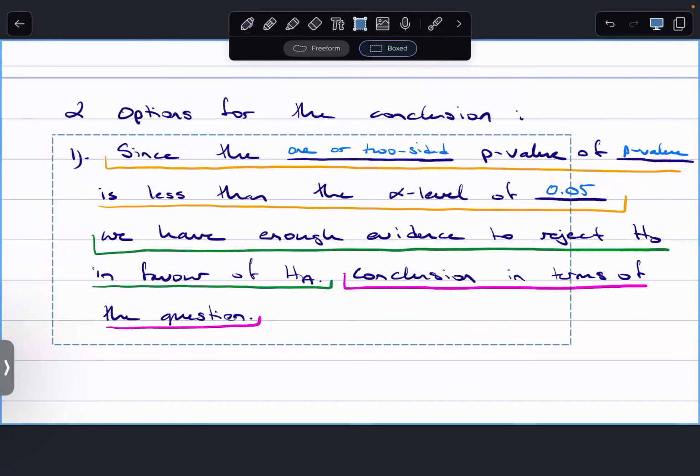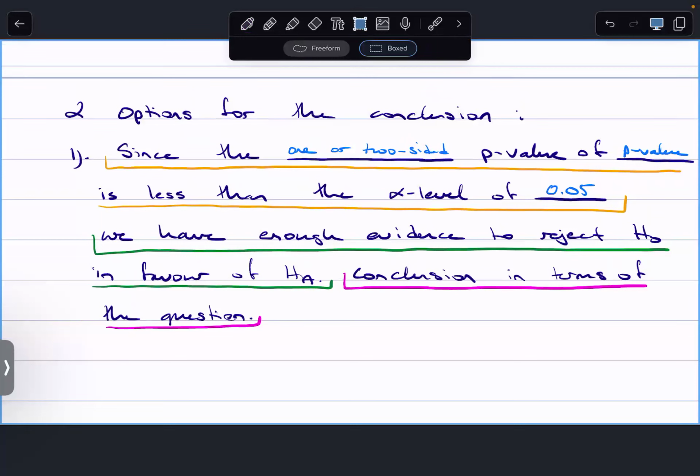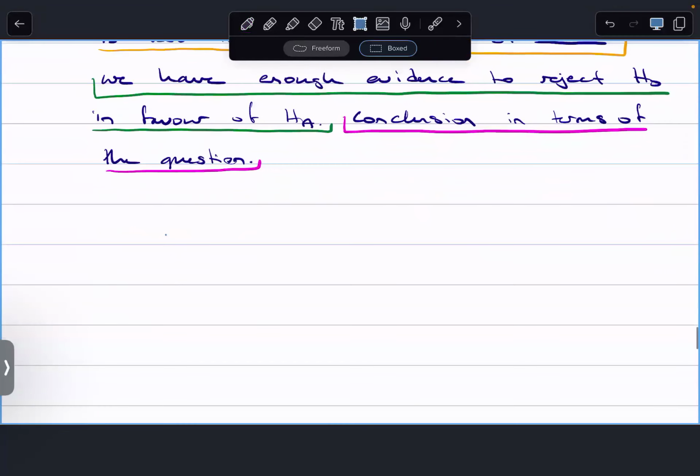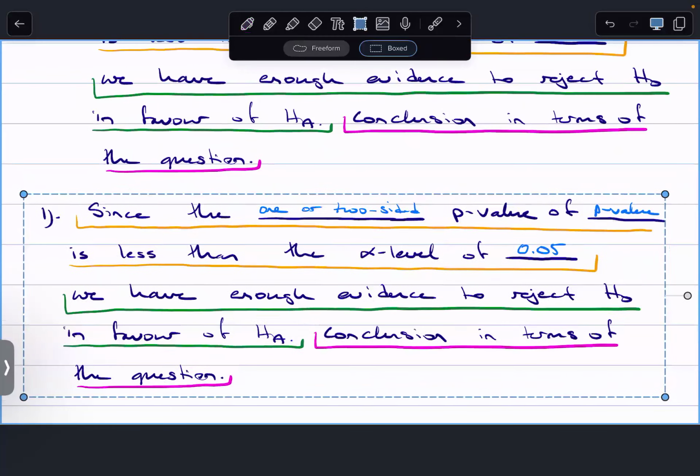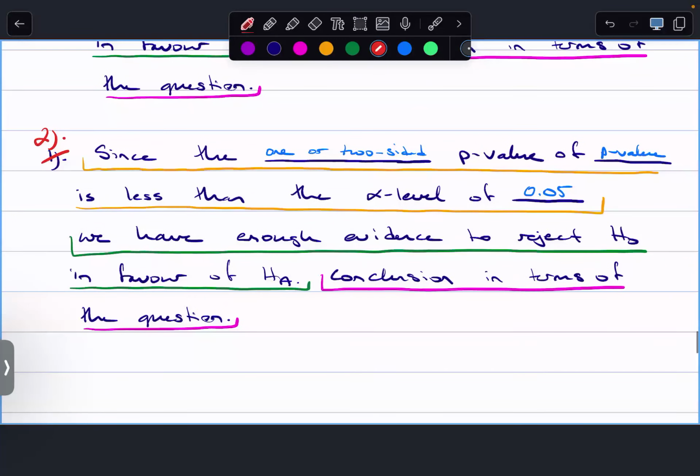So those parts, I'll make notes around those in a second, but I just want to show you that I'm just going to copy this and I'm going to edit it for the flipped version. So you'll see how little change there is. I'll use red. Option 2. Since the 1 or 2-sided p-value of whatever it is is not less than the alpha level of 0.05, we do not have enough evidence to reject H naught.